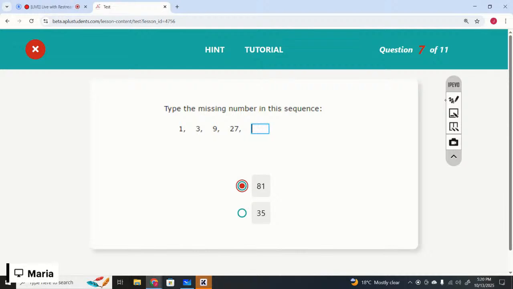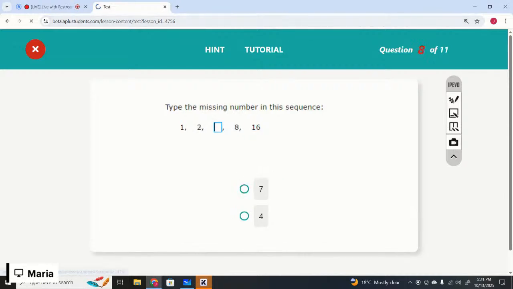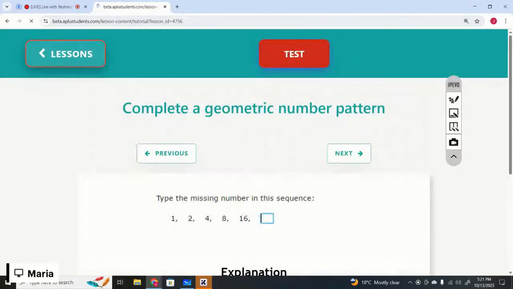That is 27 times 3 is 81. Okay, you can complete the lesson by yourself later today. Let me just move on to next lesson.